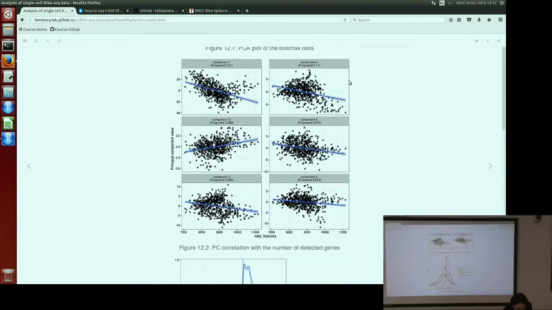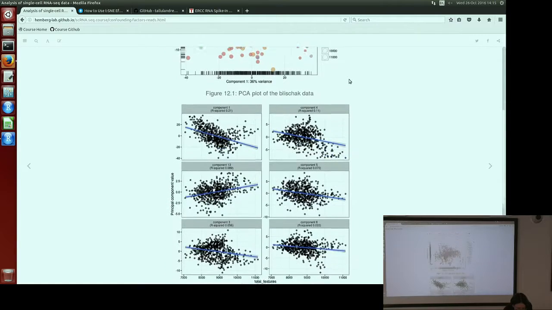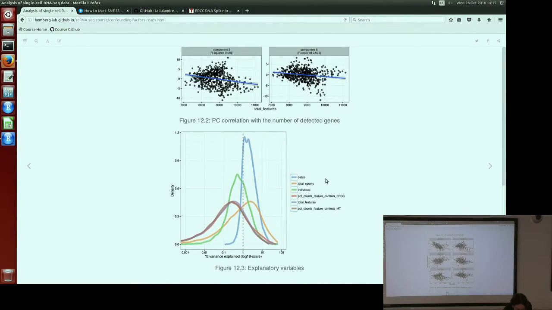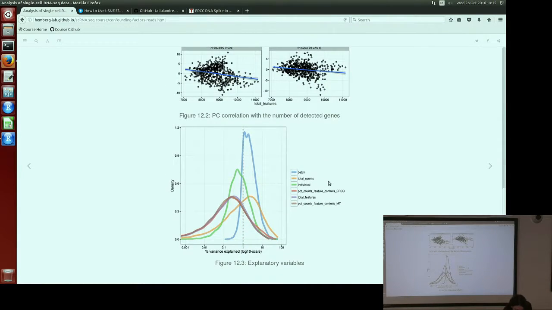Yeah, so this is what you should get for reads. It looks pretty much the same, only noisier. You can see batch is still one of the most important ones, as well as total counts in orange. Total features is a bit less important here, but total counts and batch are still important. So any questions on any of that?